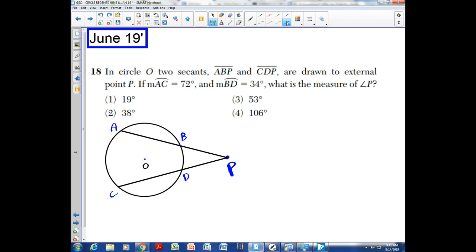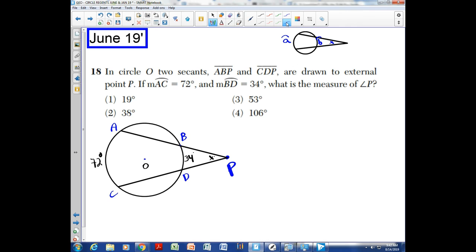If the measure of arc AC is 72 degrees, so arc AC is out here, 72 degrees, and the measure of arc BD is 34 degrees, that's right here. What is the measure of angle P? I'll put a little X in here because we're looking for that angle. The way I simplified the previous problem, I'll do that over here as well. So you basically have a circle and two secants. I'm going to call this greater arc A, the smaller one arc B, and we'll call the angle x.